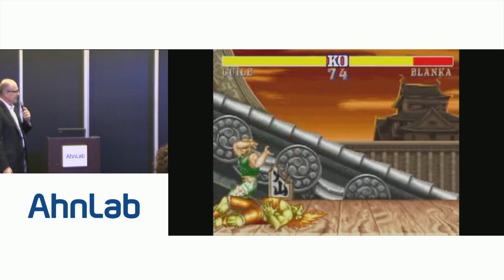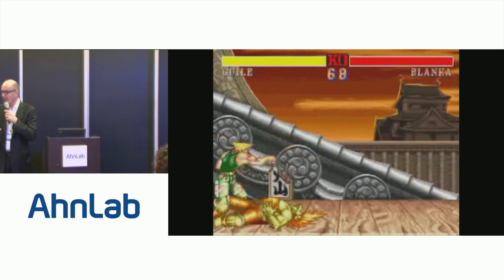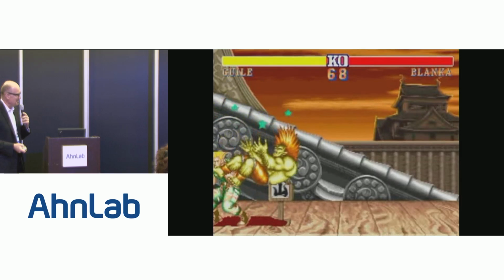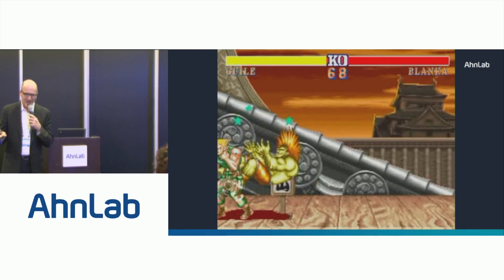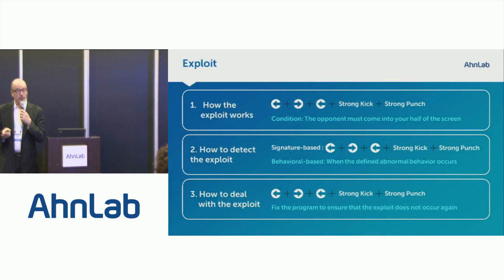Oh, yeah. So you see the fighter is able to repeatedly throw his opponent without waiting for him to get back up. This is what we call an exploit. Now, to exploit this game, you just have to wait until your opponent comes into your half of the screen. Then you push your joystick back, move it back and forth quickly, and press the strong kick and strong punch buttons at the same time.